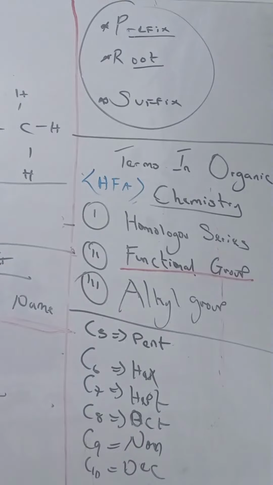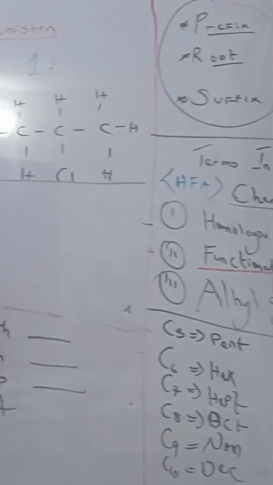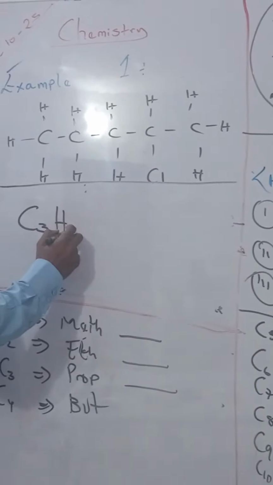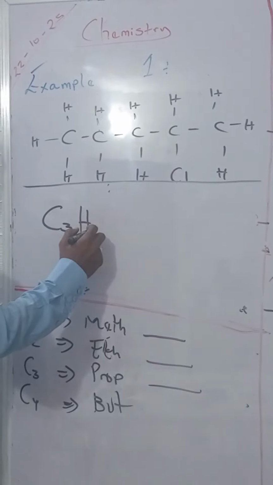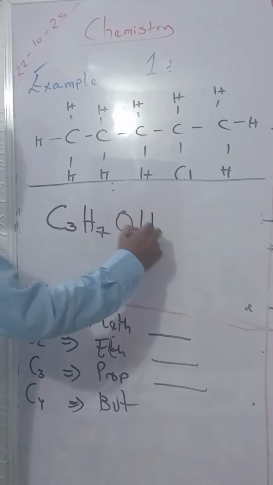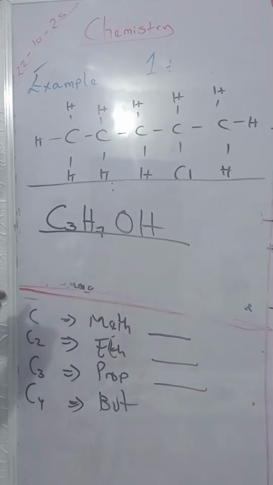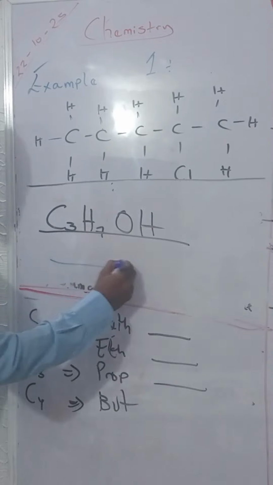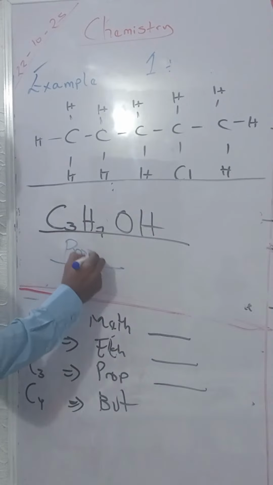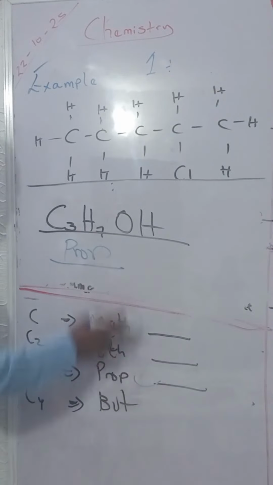I hope you have done this now. A good example of this is this. When you have something like C3H7OH, from this place, what do you try to get? The carbon atoms here are 3. And what's 3? Prop. And then the family name is OH.